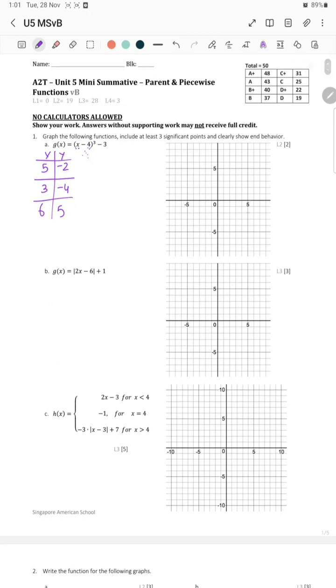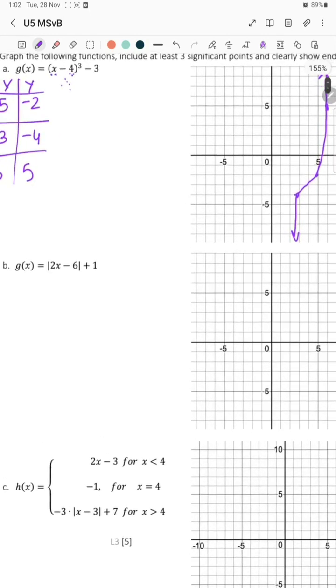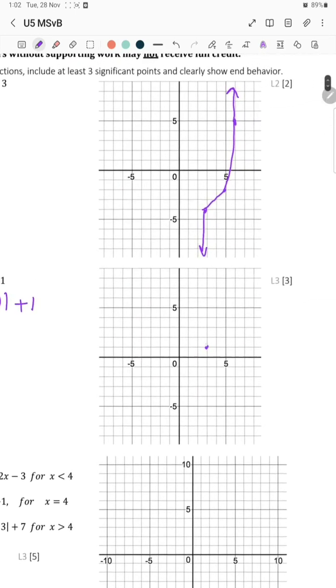5 and minus 2, 3 and minus 4, 6 and 5. Now it is a modulus function, 6 and 1. So it would be 2x minus 3 plus 1. So it's going to be 3 and 1, and 2 up and 1 down.